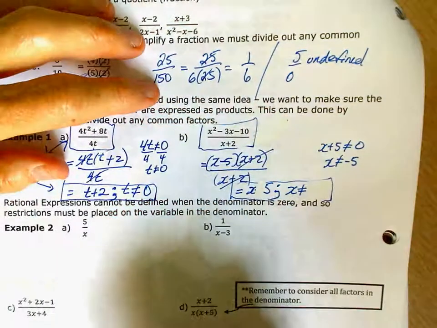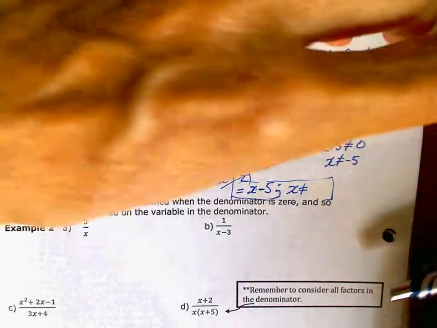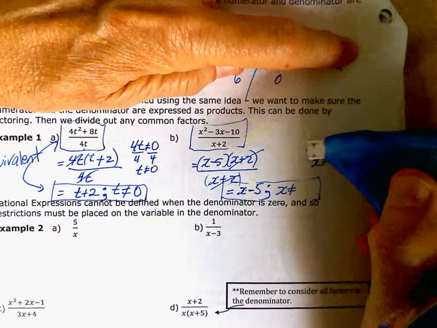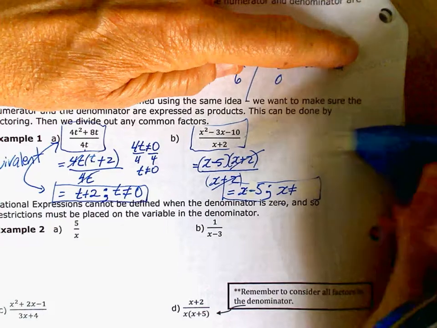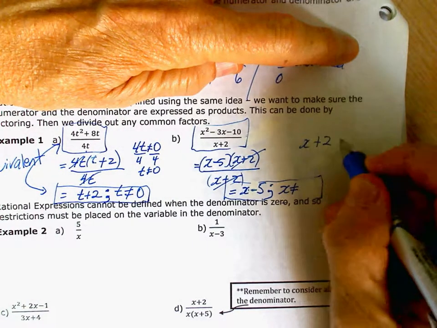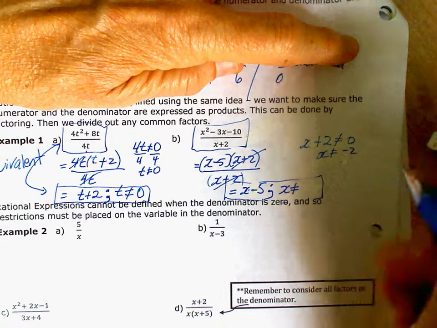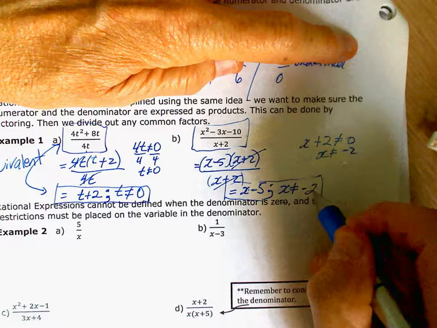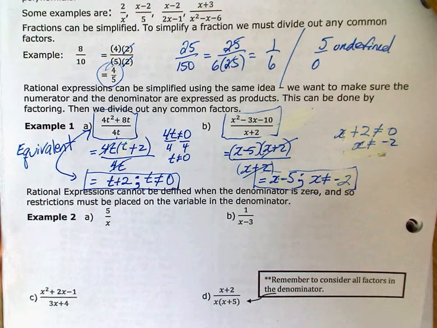Okay, so x minus 5. So x plus 2 cannot be 0. x cannot be negative 2. So x cannot be negative 2. Just keep me on the ball, okay? Are we good? Yep.